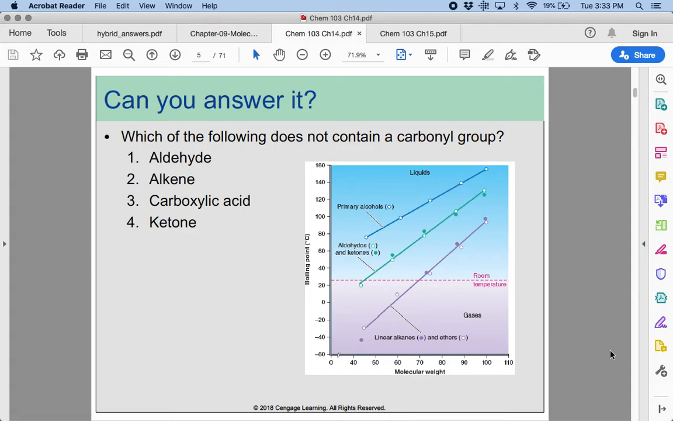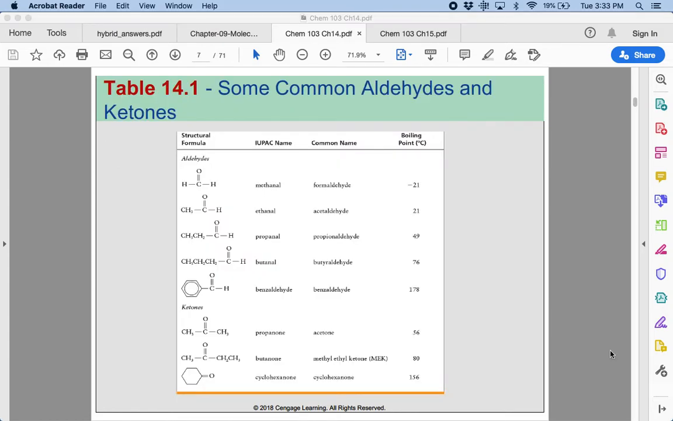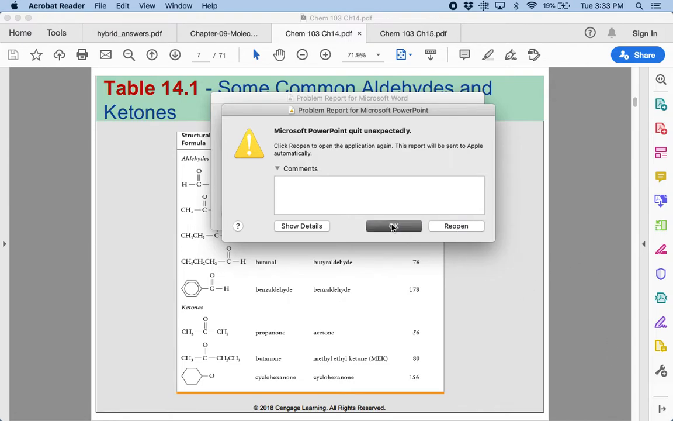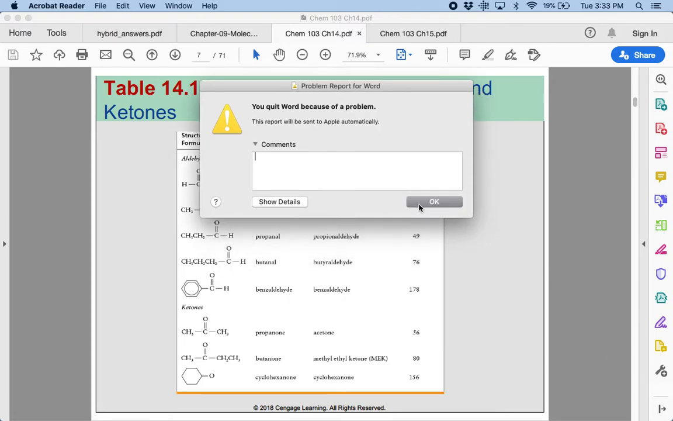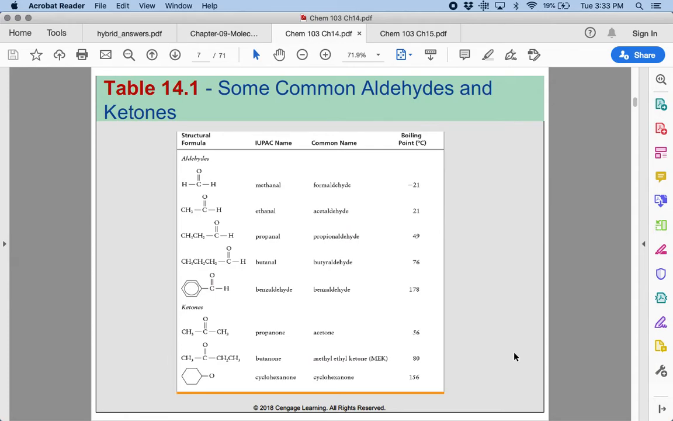So go ahead and answer this question. Alkenes are the only one of these so far that we have discussed that does not have a carbonyl group. So, oops, hopefully those will all go away. Don't mind any of that.